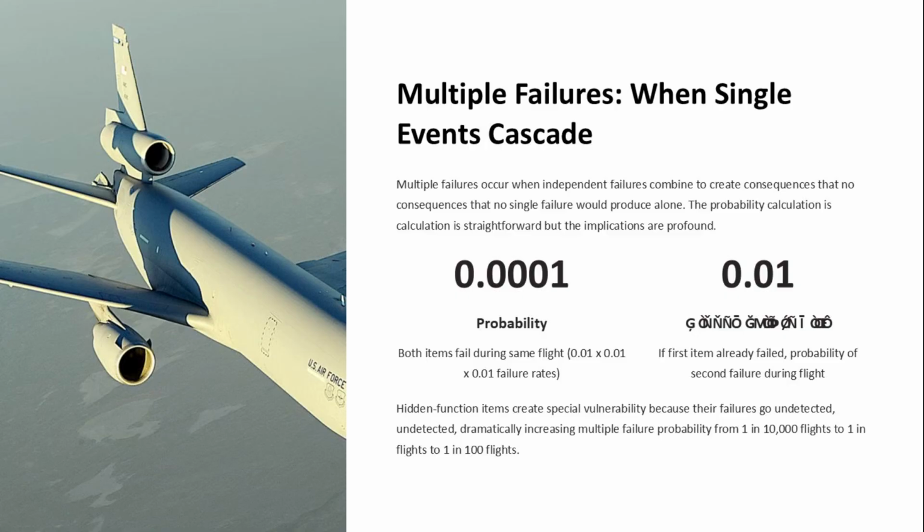Multiple failures occur when independent failures combine, creating consequences that no single failure would produce alone. The probability calculation is straightforward, but the implications are profound, especially with hidden function items that increase vulnerability dramatically.